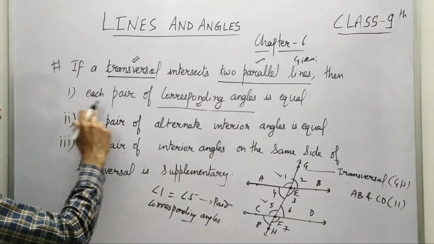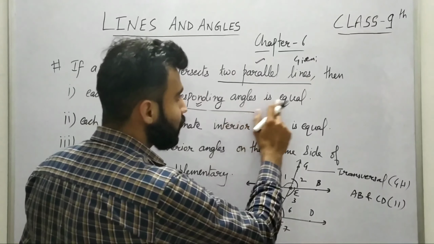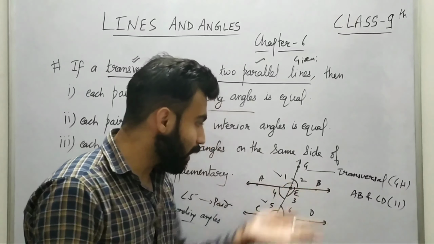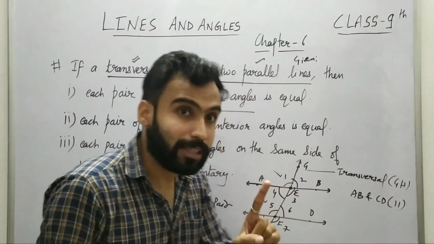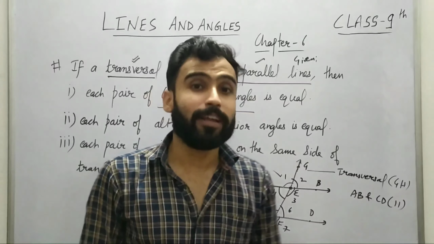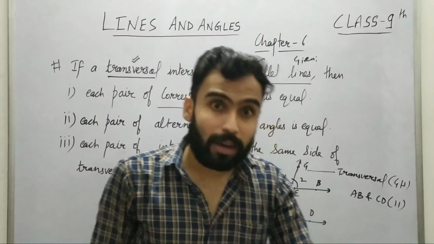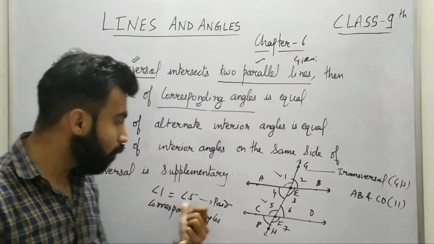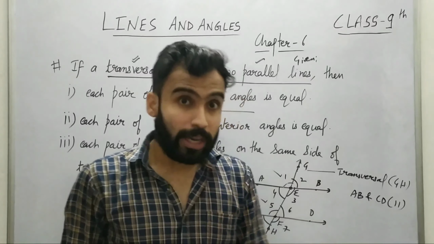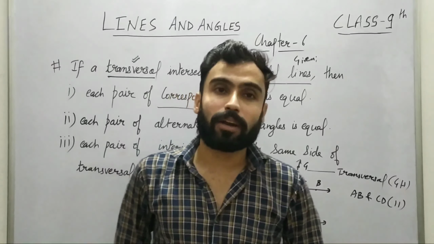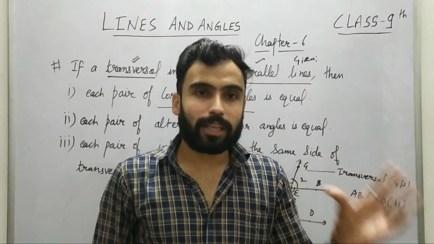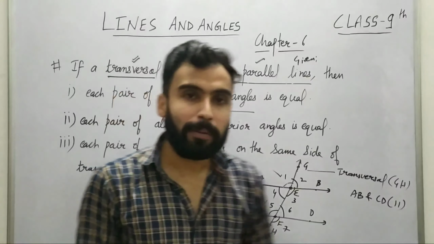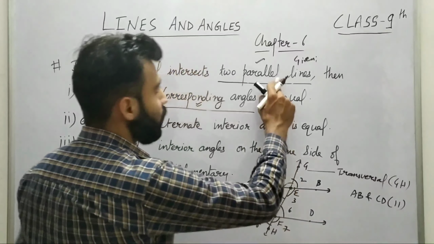equal. So each pair of corresponding angles is equal only and only if it is given to me that the lines are a pair of parallel lines. That means this condition has to be given, that if the lines are parallel, then the pair of corresponding angles is going to be equal. Getting a point? If it is not given to me that the lines are parallel, then this pair is not going to be equal. So this condition is a must, right?